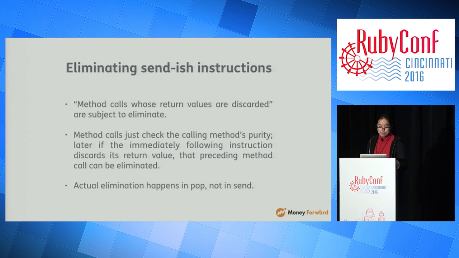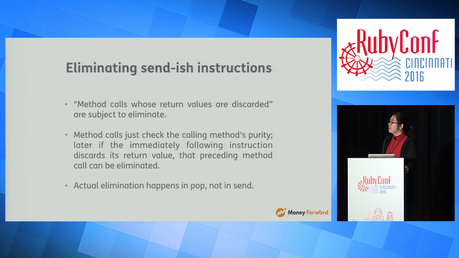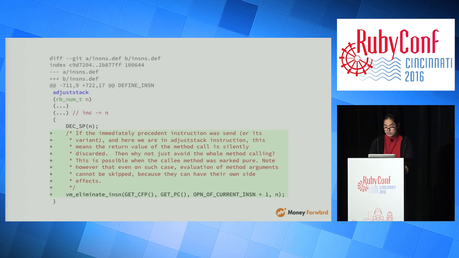Let's say we know a method is in fact pure. Still, that alone isn't enough. We have to check how the method is called. That is, if the method's return value is used, we can't eliminate it. So we focus on the return value. If a method call is immediately followed by a pop instruction, which means the return value is immediately discarded, then it's okay. Otherwise, the return value is used somehow, so we can't.